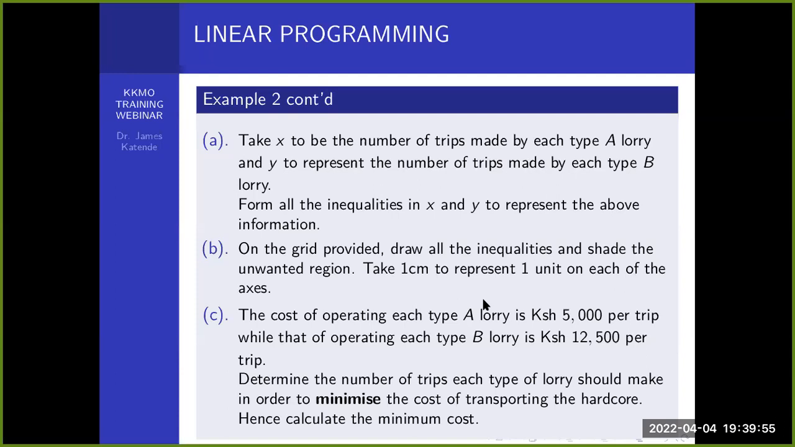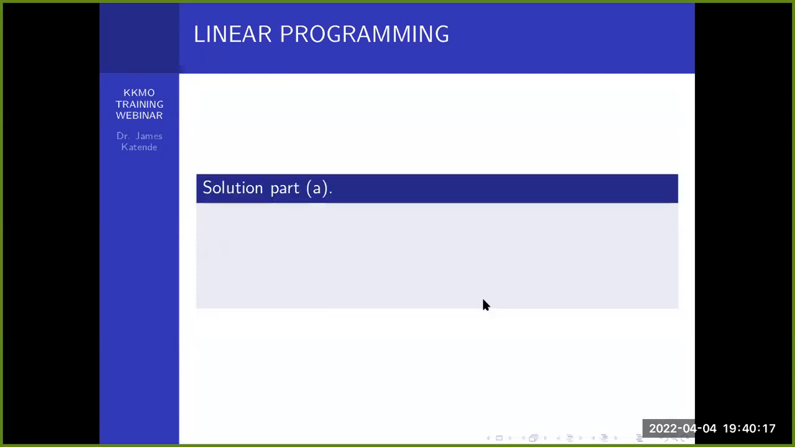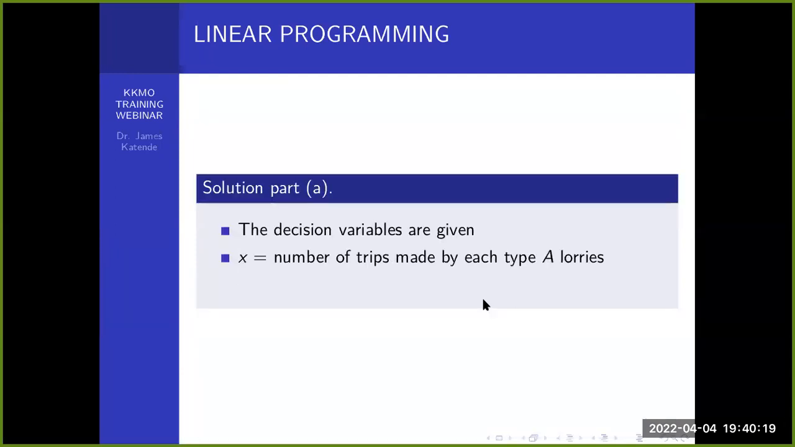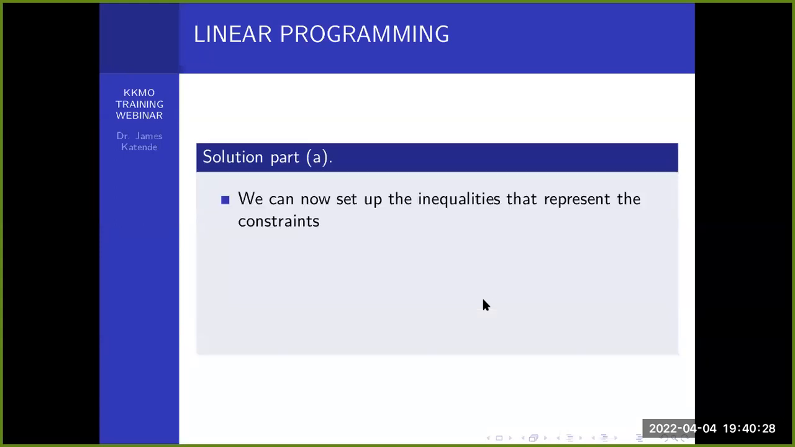So the task in part C is to determine the number of trips each type of lorry should make in order to minimize the cost of transporting the hardcore. And then we must calculate the minimum cost. So we go through the same steps. First of all, we see that the decision variables are given, so we don't have to look for them. Then we start plotting the constraints. We start setting up the inequalities.